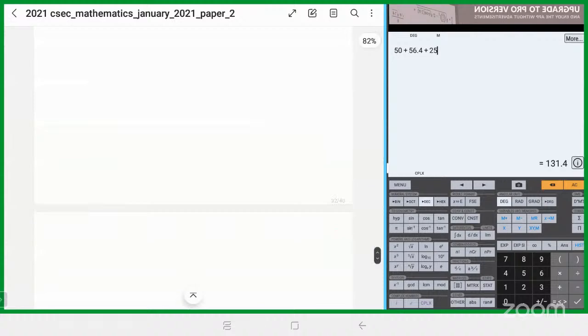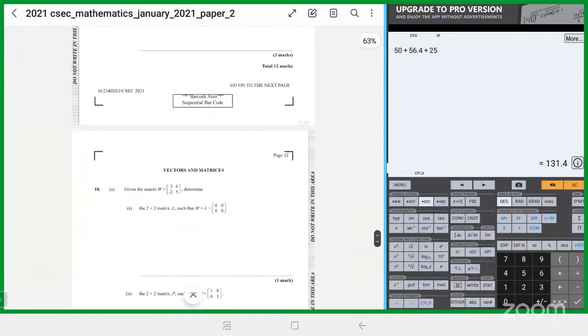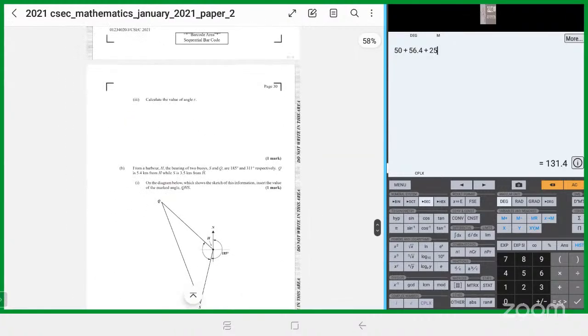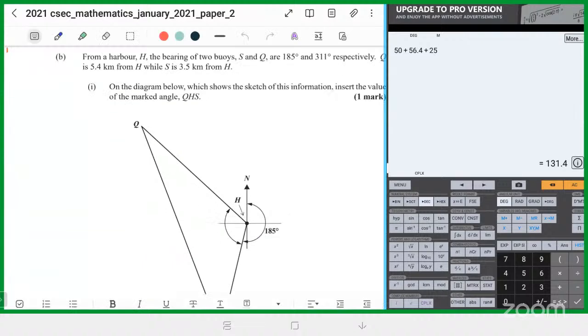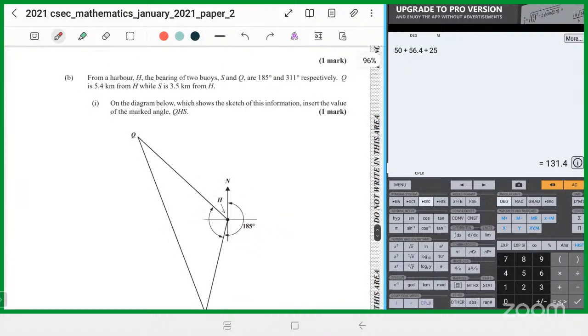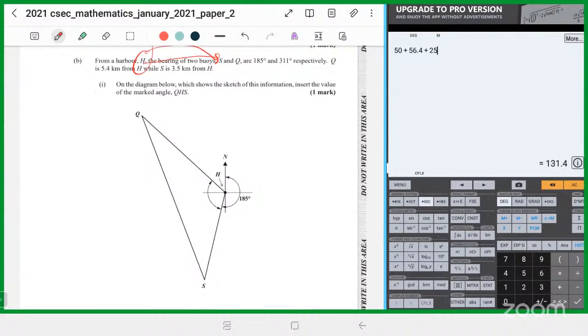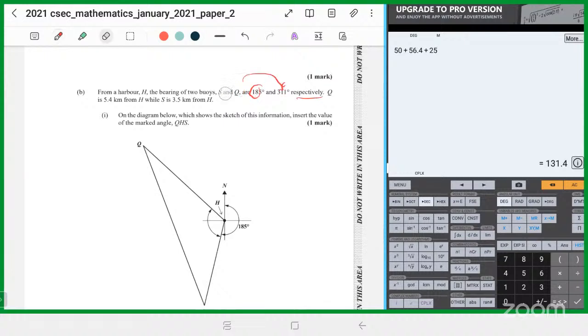All right, let's see. This is the January 2021 paper. This looks like a nice one. This question says from a harbor H, the bearings of two buoys, S and R, are 185 and 311 respectively. I like these big angles in this example. They show the 185 on the diagram, but not the 311. So the bearing from H of the first one, S, is 185, and the 311 relates to the second thing. That's what I mean by respectively.